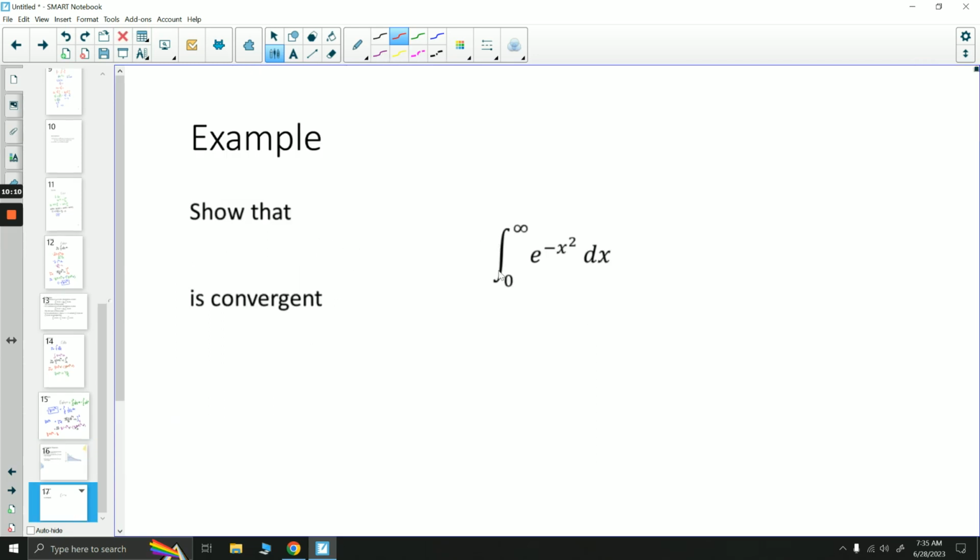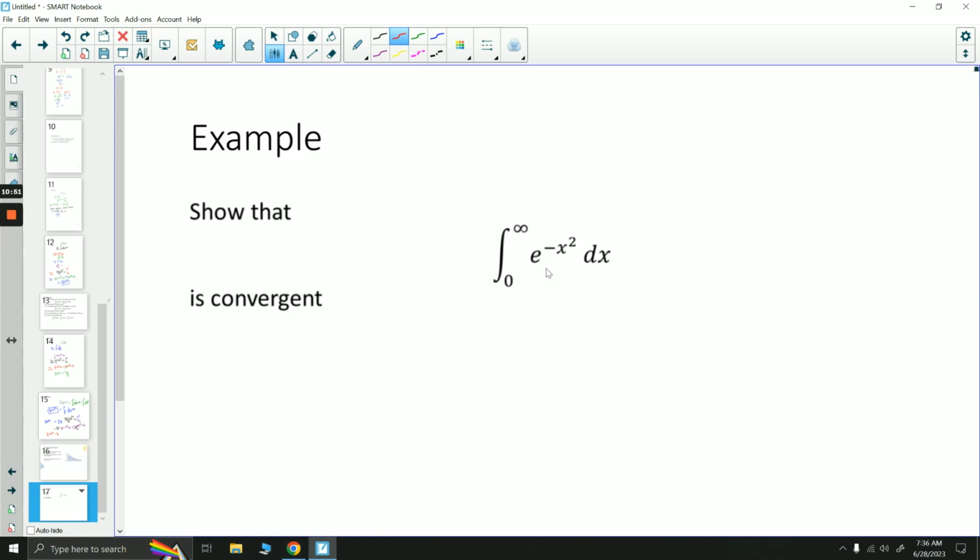Okay, show that the integral from 0 to infinity of e to the negative x squared dx is convergent. Now, e to the negative x squared is a classic integral in which there is no elementary equation that can describe its integral. We cannot describe this thing's integral in terms of functions that we know how to describe, like rationals, exponentials, logarithmic, quadratic, or any polynomial for that matter, or some combination of them. This just straight up doesn't exist in one of those forms.